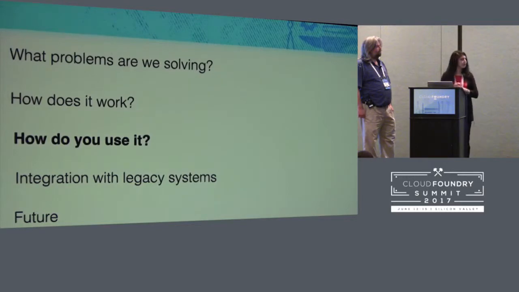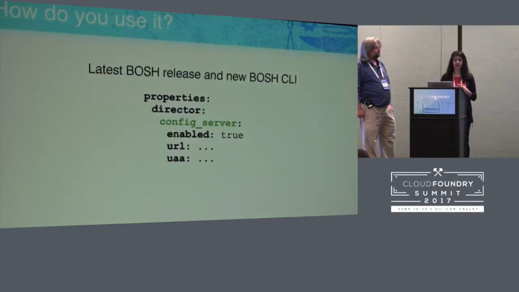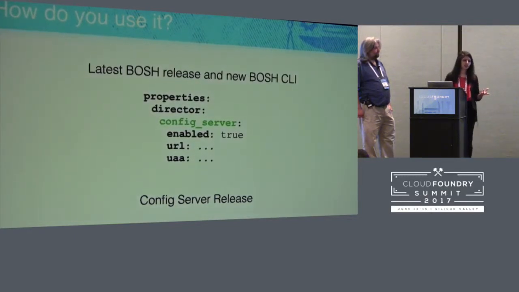So that's great, but how do you actually go about using it? You will require the latest BOSH release and the new BOSH CLI in order to use this feature. You're going to have to set a couple of properties on the director job, and you're going to need the config server release or something similar. The config server is either going to have to be co-located with your BOSH director or a separate instance group and deployment altogether.